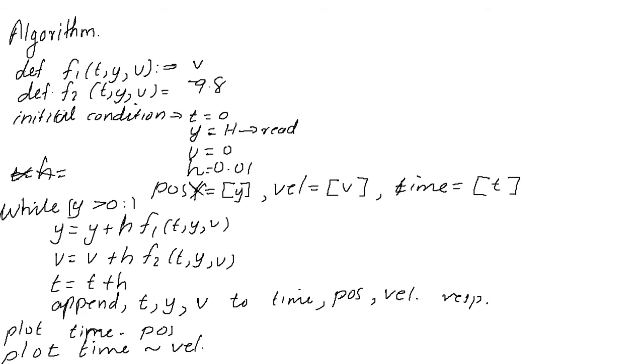That means the first function is just v, it's not a complicated function, and our second function is minus 9.8, that's a constant. So you may just use another code, something like this. You can skip these two defining steps, and then instead of writing y is equal to y plus h into f1, you can just write y plus h star v, and instead of calculating the new velocity as v plus h into f2, you can just write v plus h into minus 9.8. So it doesn't matter.